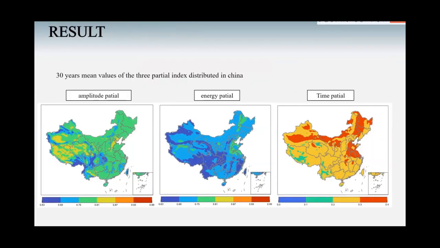This picture shows 30 years mean values of the three partial indices distributed in China. Difference of wind and solar energy, either the total amount or the amplitude difference, is most obvious in southwest China. The areas with the best complementarity are the western part of northwest China, the northern and southern part of Inner Mongolia, the central and southern part of East China.